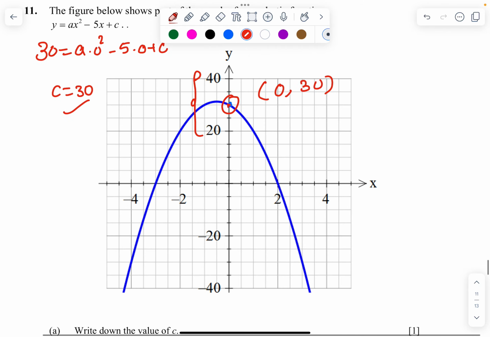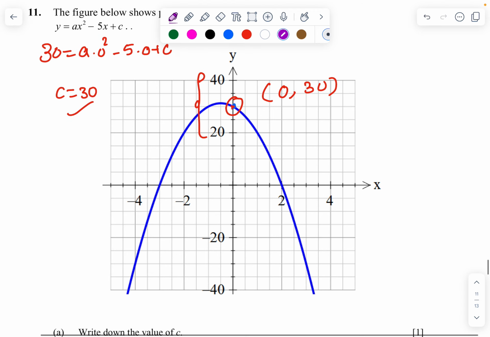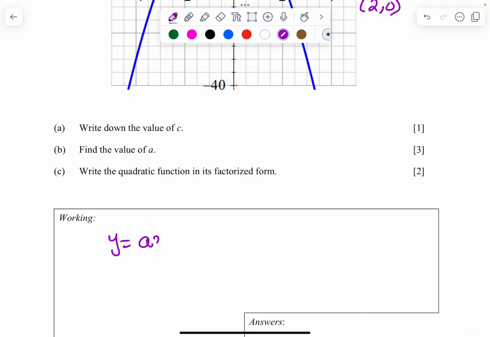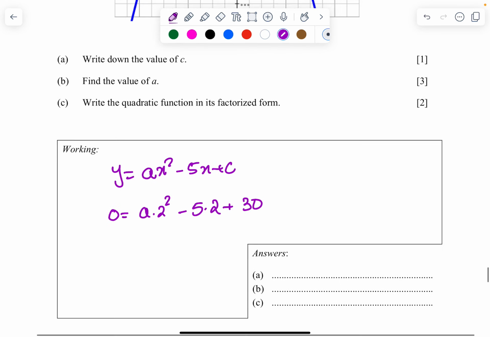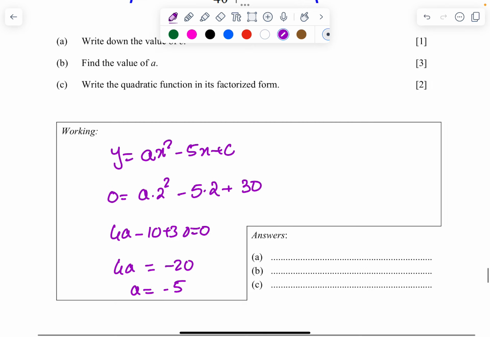Find the value of a. Now we know that the value of c is 30. We know this point is going to be nothing but 2 comma 0. So plug that in: y equals ax square minus 5x plus c. So 0 equals a times 2 square minus 5 times 2 plus c, which is 30. So 4a minus 10 plus 30 equals 0. So 4a equals negative 20, a equals negative 5.